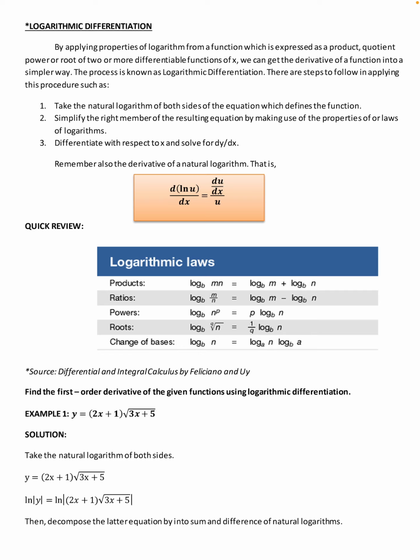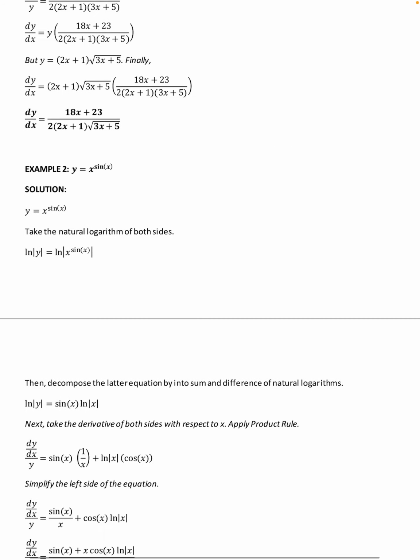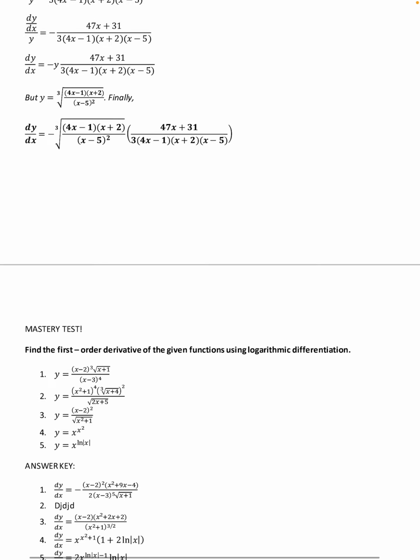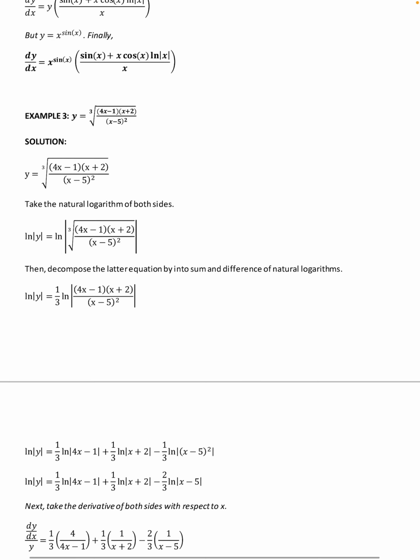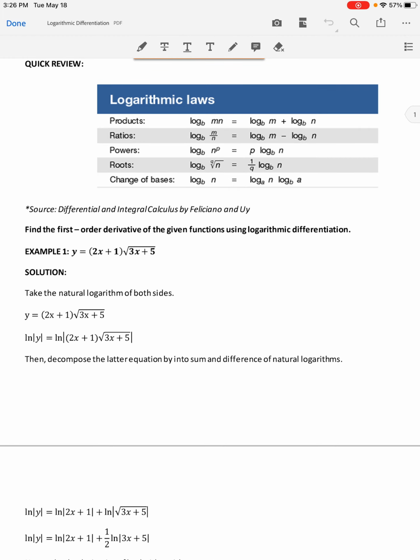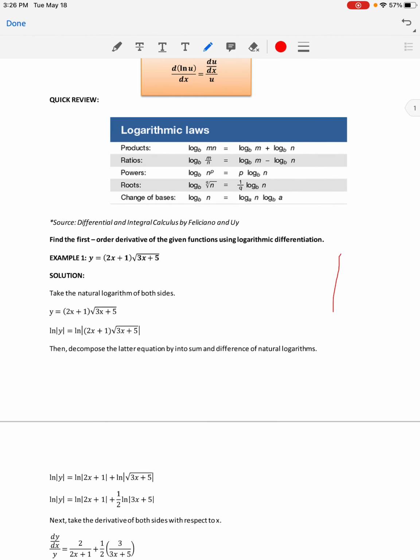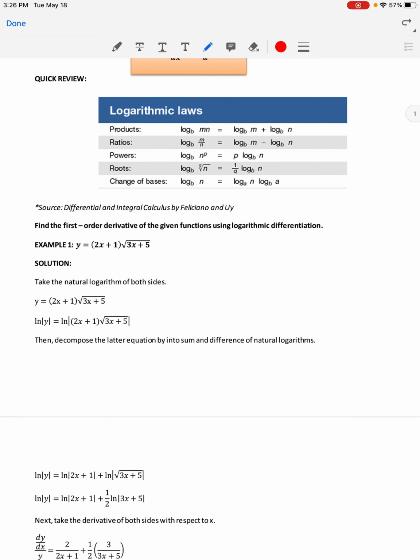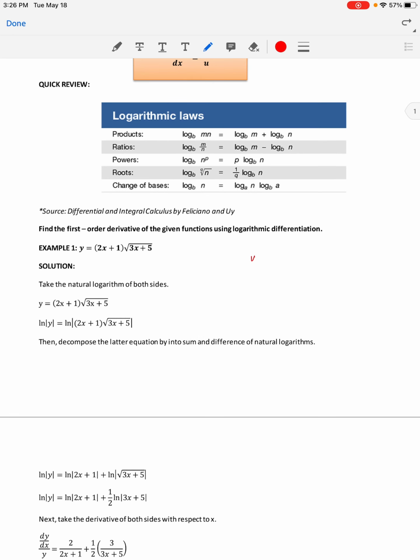So logarithmic differentiation is very easy, class, once invented or provided. So we have three examples. Let's try to tackle the three examples. First is y is equal to 2x plus 1 multiplied by the square root of 3x plus 5.